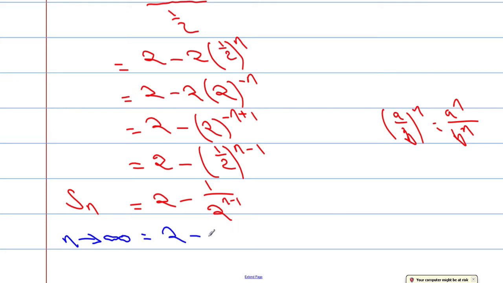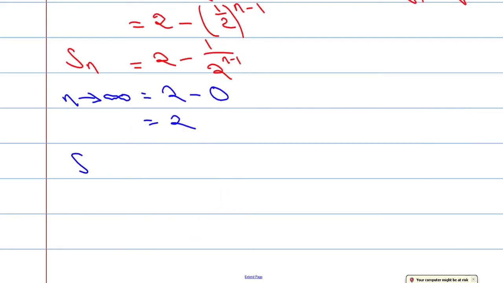So as n gets bigger and bigger, this fraction here gets closer and closer to 0, so you end up with 2. So what we can say is the sum to infinity is going to be equal to 2, because this fraction here is getting smaller and smaller.